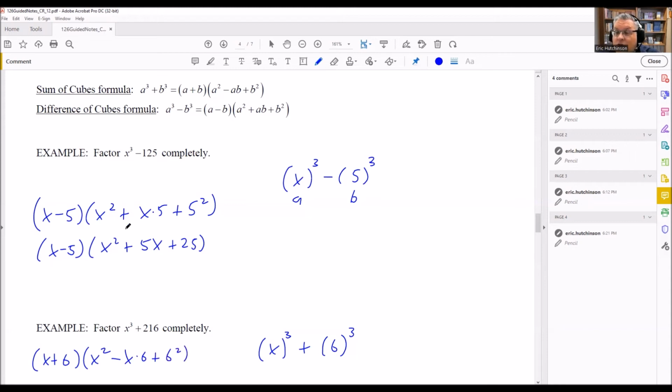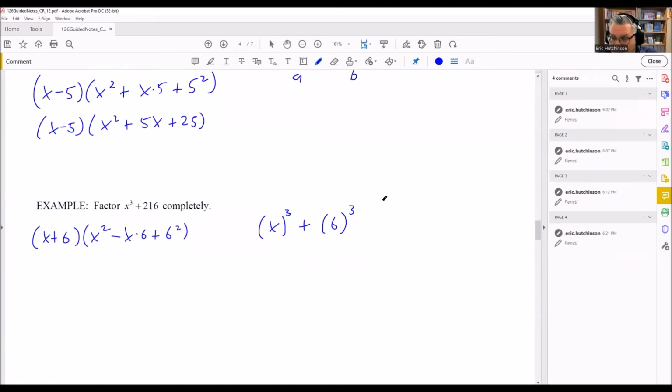So I want to make sure you have the correct signs in here. Notice the one we did earlier, the middle one's a plus, and now this one's a minus. So it is different for each of the formulas, so you want to be careful when you're doing that. Now we're going to simplify this. The answer will be quantity x plus 6, times x squared minus 6x plus 36. And that right there would be fully factored for this one.